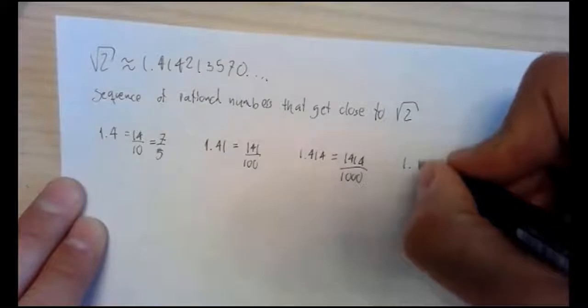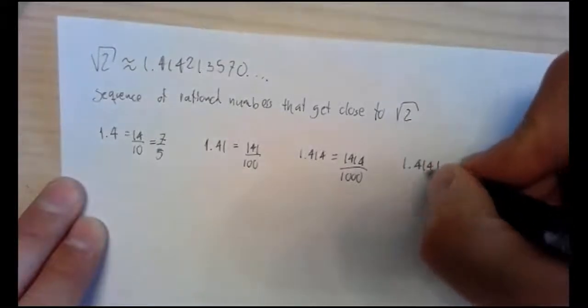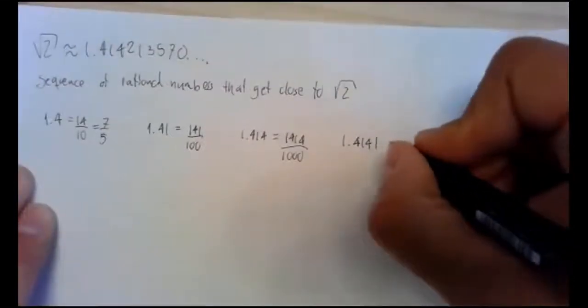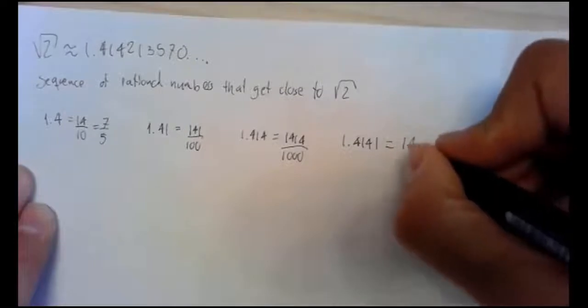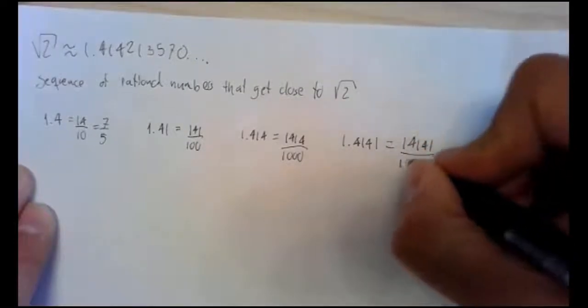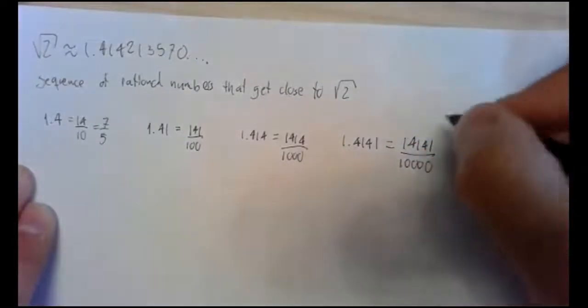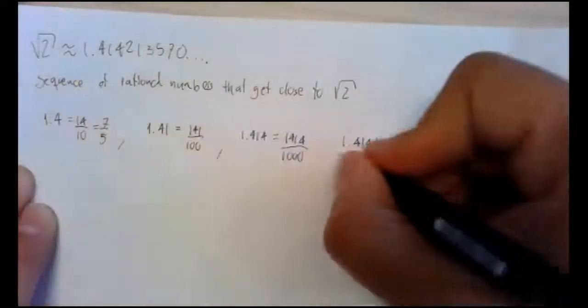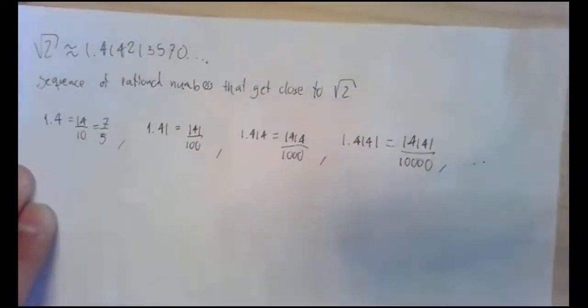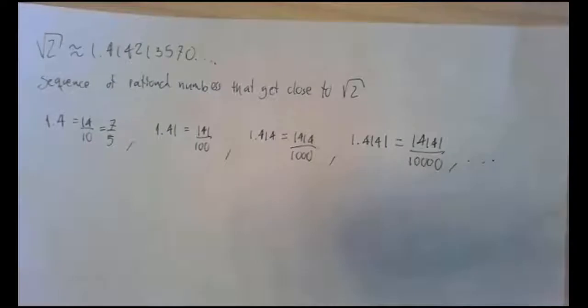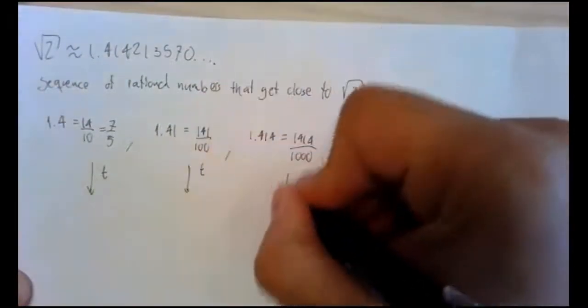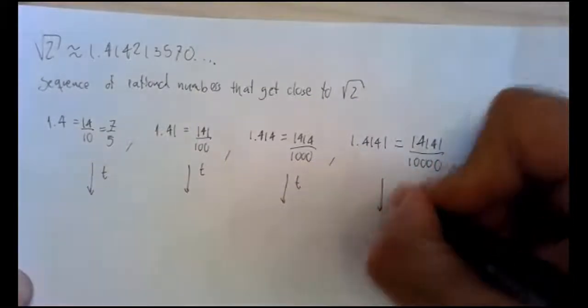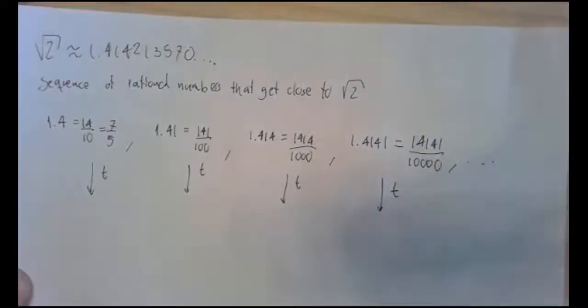And then 1.4141, which is the same as 14141 over 10,000, etc. You see what I'm doing here, right? Okay. Now, what happens when I apply the t function? So what is t of this number? So that we can see what the t function is doing to this.